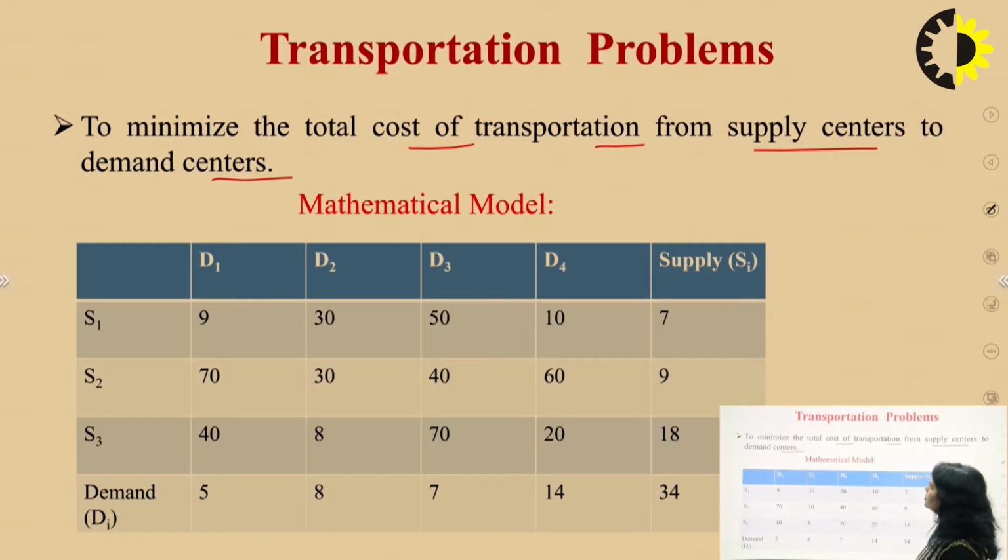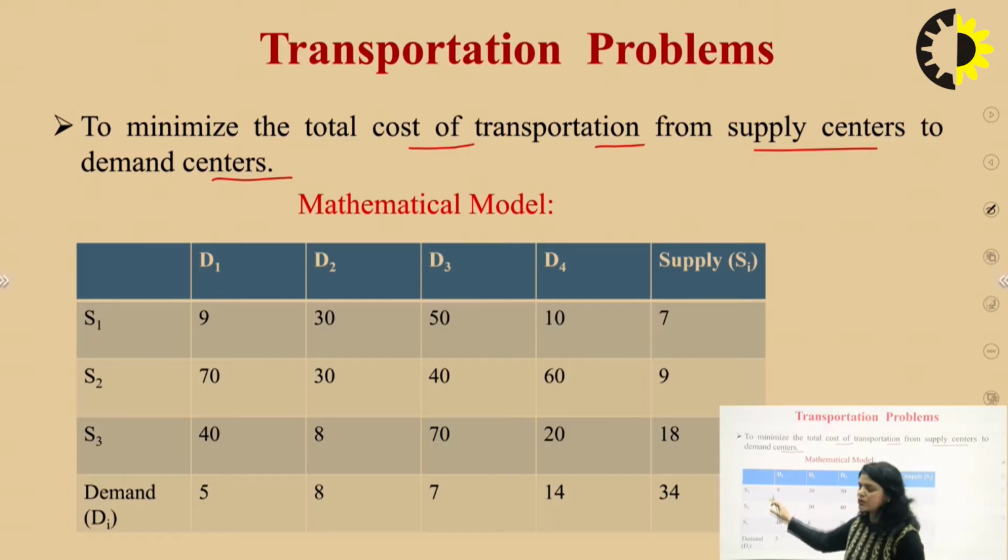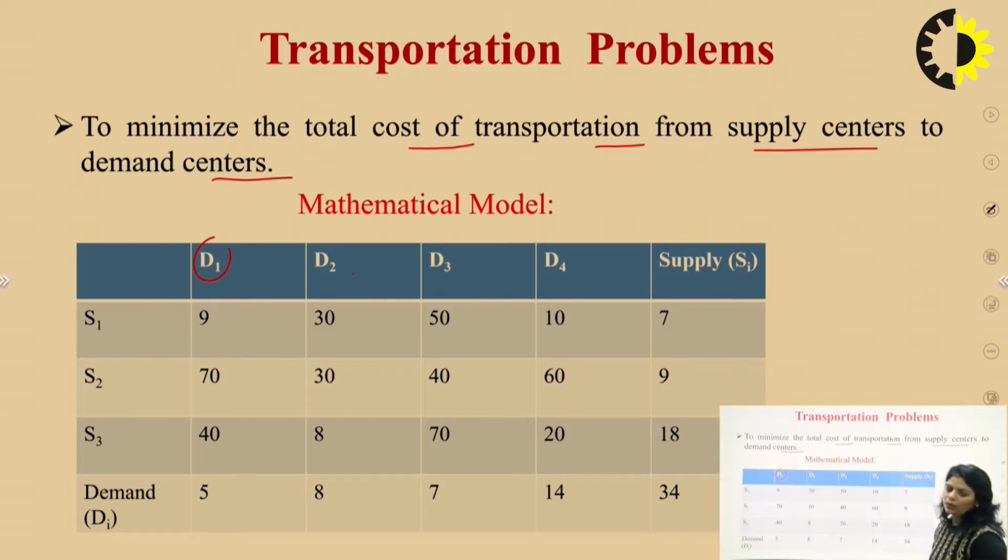Now we can see here a mathematical model. When we talk about transportation, we have two things: one is the distribution center and one is the supply center. In this matrix, which is known as the transportation matrix, D1, D2, D3 and D4 are the four distribution centers, and S1, S2, S3 are the supply centers. So we are satisfying the requirements.